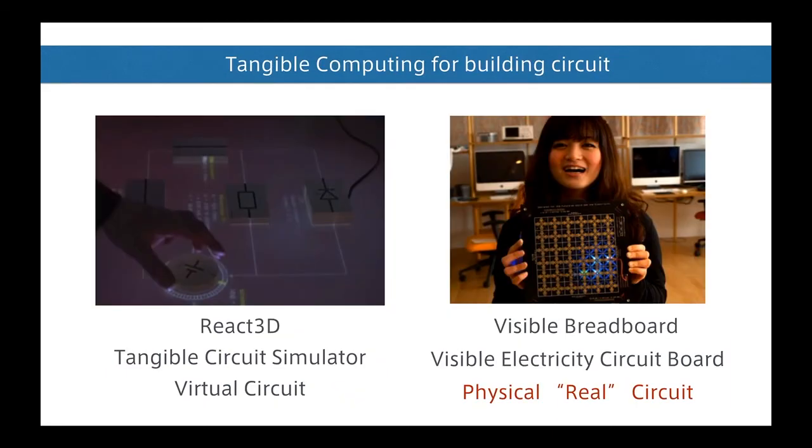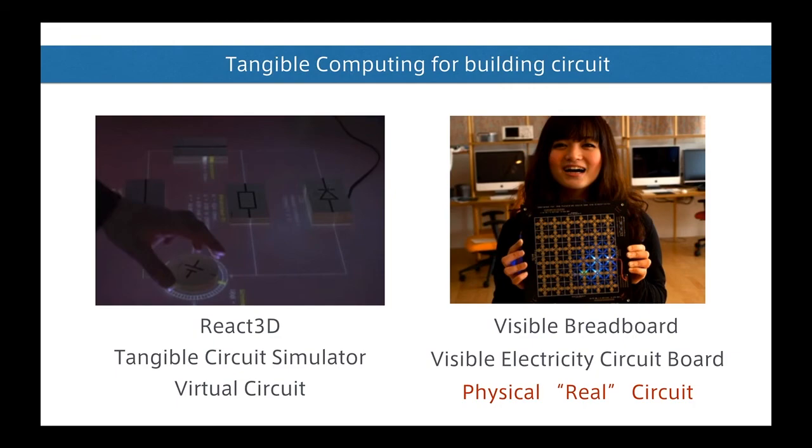This is tangible computing for building circuits. One related work is React3D, a tangible circuit simulator which visualizes circuits. There are plates with printed electrical materials, and it is a virtual circuit manipulated by hand, changing the connection of each material, and it can visualize the voltage of each part. And this is the Visible Breadboard, which is a visible electricity circuit board.